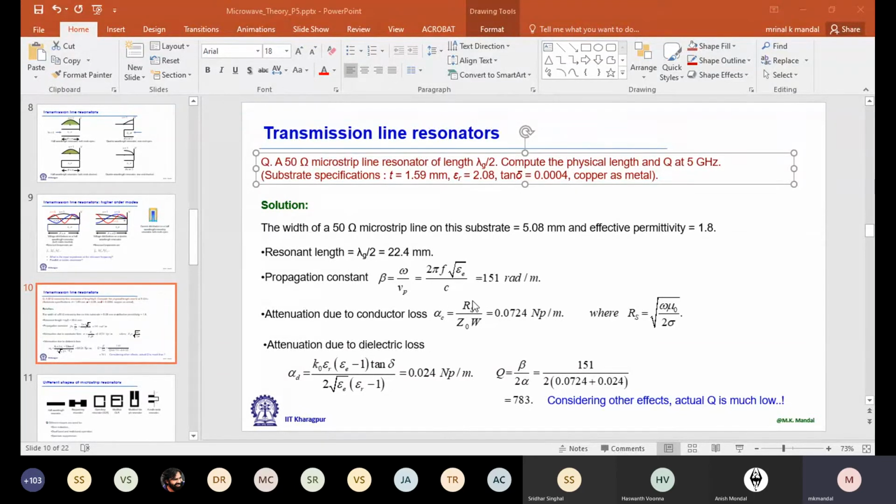We have the expressions and just put the values and find then quality factor as beta by twice alpha, which is coming 783 for microstrip line. But this is actually from theoretical calculation. Practically, it is much lower. If you simulate it in a simulator, we can determine what is the quality factor. So what we have seen for microstrip line, typically it is less than 200 or 300. It's quite low.